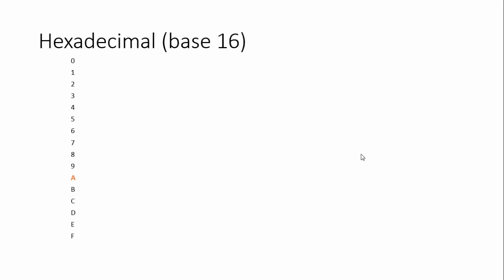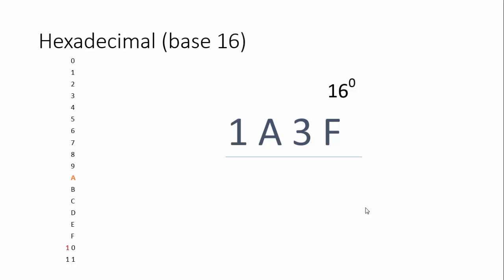11, 12, 13, 14, 15. Well, when I've run out of digits, because I've used 0 through 15, which is 16 different digits, I'm going to put 1 in the 16s column and start back over at 0. So this is 16, 17. So our first column is 16 to the 0. Then we have 16 to the 1, 16 to the 2, and 16 to the 3.